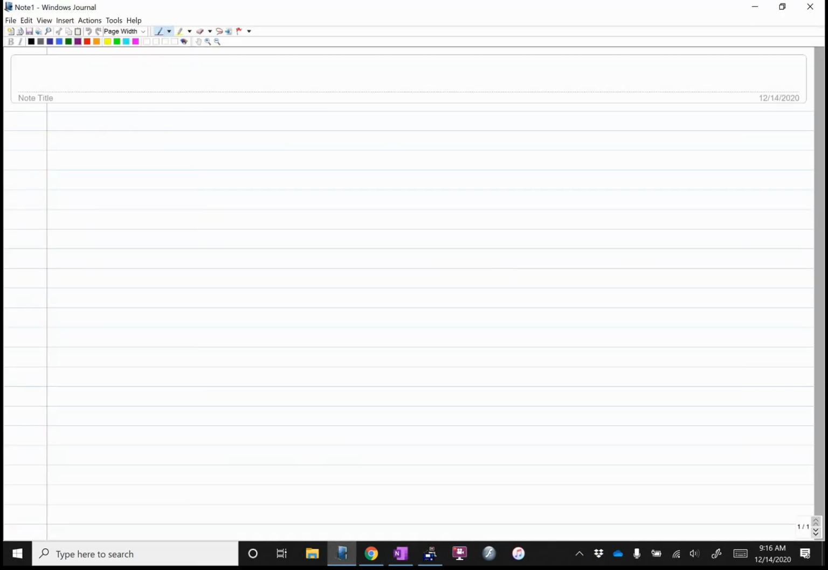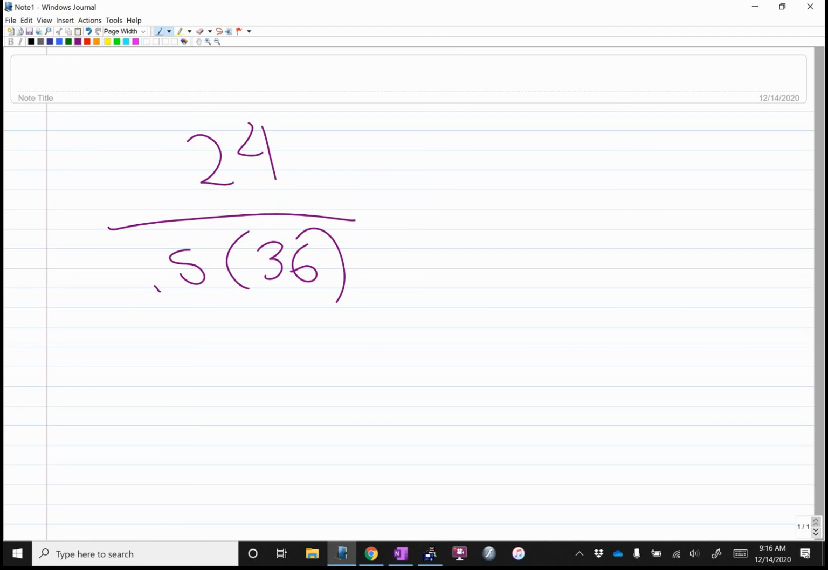I went 96 take away 72. No, I didn't. I went 96 take away 70, take away 2. So I ended up with this. I know that dividing by 0.5 is the same as timesing by 2, so in my head, I changed it to that. And I know 12 goes into both of those evenly. It's 4 over 3, and that I know is 1.333. So it wasn't that impressive. It was just a nice set of numbers.